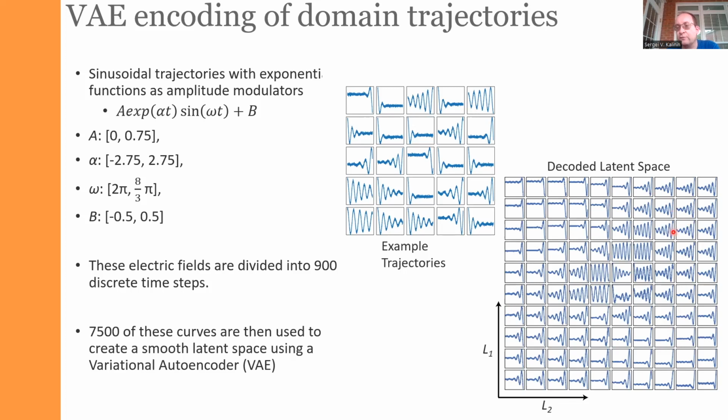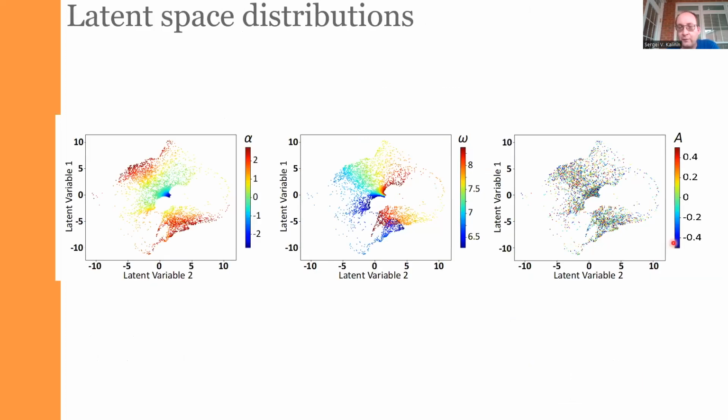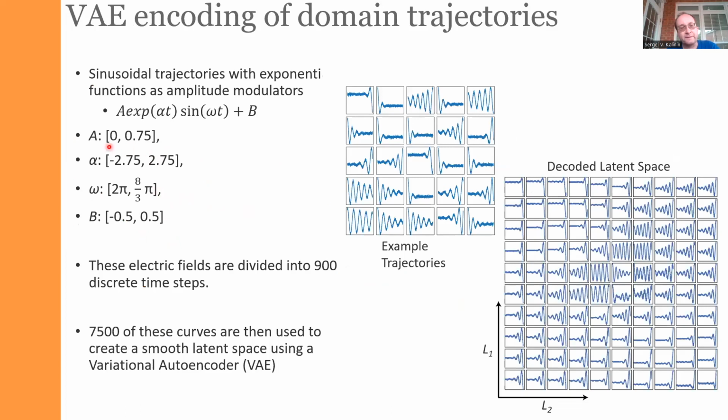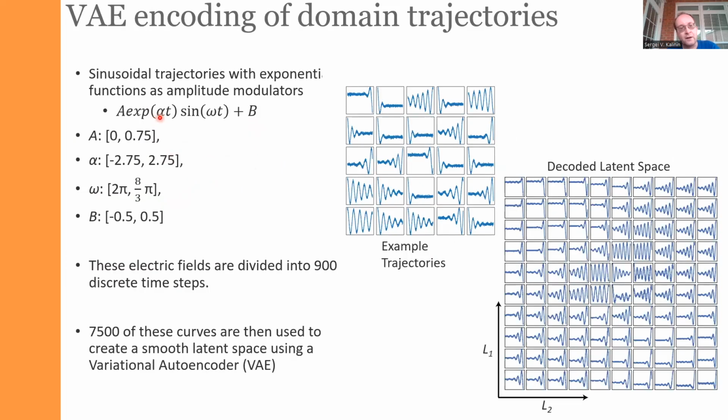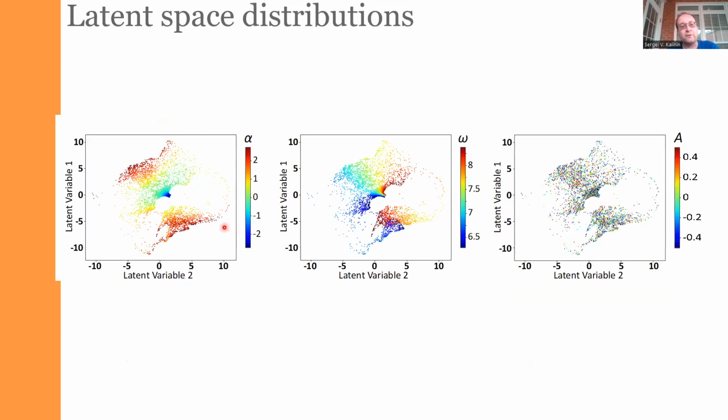Again, here it is done for the 2D case. It's possible to do it for high dimensions. It's just not that convenient to visualize it. Now, one thing that we can do, which is always a good thing when we work with synthetic data where we know the ground truth labels, is to look at the distribution of the ground truth labels in the latent space. So here, our labels are amplitude, decrement, frequency, and offset. So here you can see the distribution of alpha, which is the decrement of our oscillations.